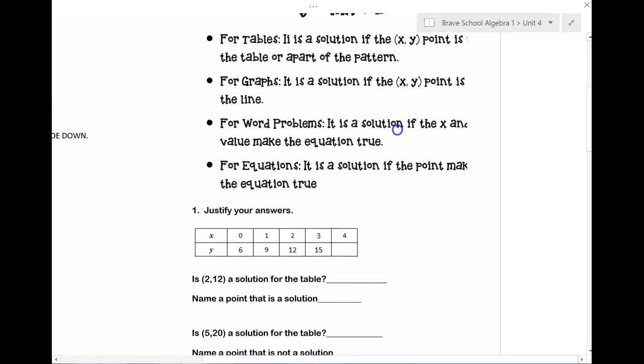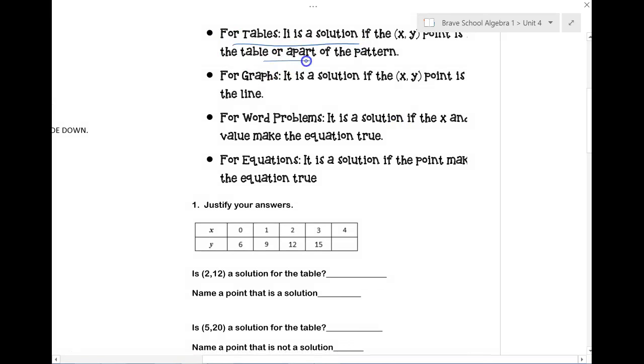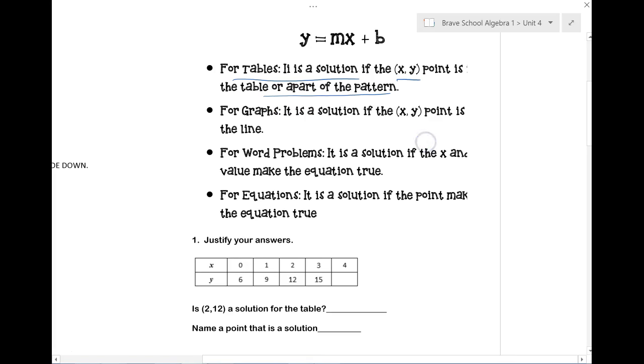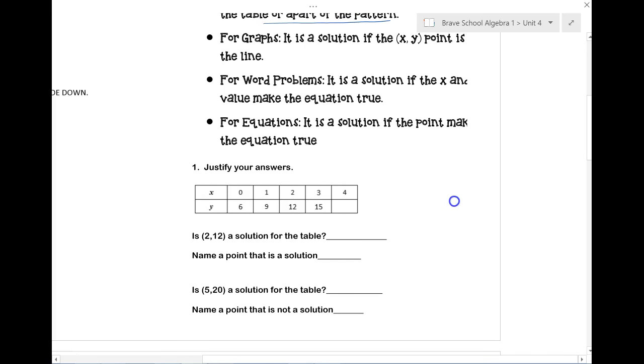As you can see above here, it says for tables, it is a solution if the xy point or coordinate is in the table. Actually, I should edit that, and that's a T, not an I. If the xy point is in the table or part of the pattern. Okay, so this first one says is (2, 12) a solution for the table? Well, if 2 is the x, 12 is the y, and it's right there. So yes, it is a part of this pattern or this table.